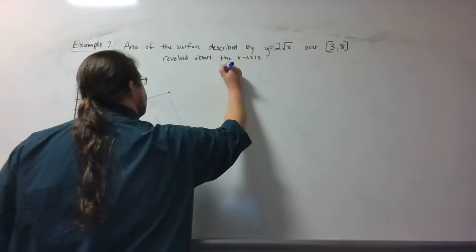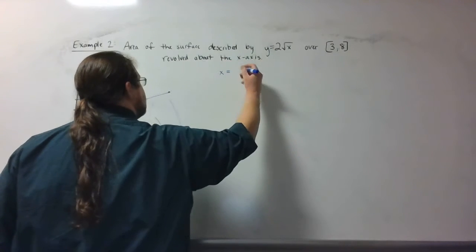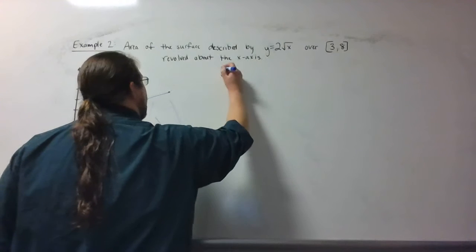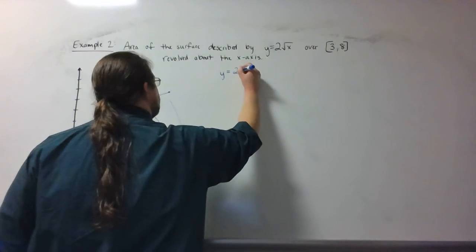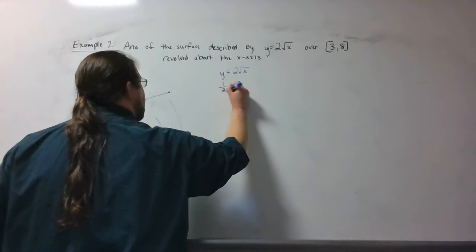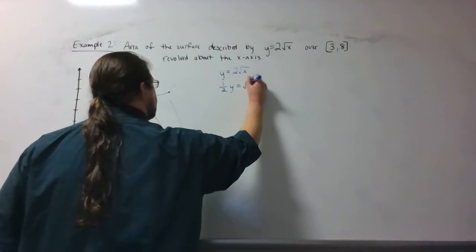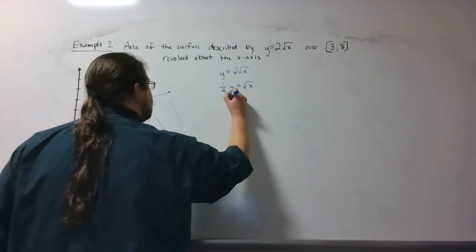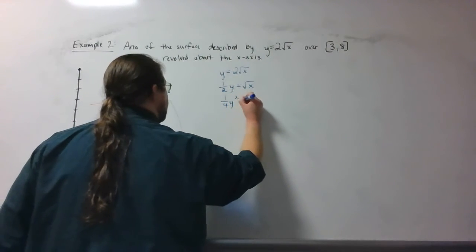Now, I'm also going to go ahead and switch my function into terms of y. So right now I've got it as y equals 2 square roots of x. What I'm going to do is divide by 2. So I'm going to write 1/2 of y equals the square root of x. Then I'm going to square it, so I get 1/4 of y squared equals x.